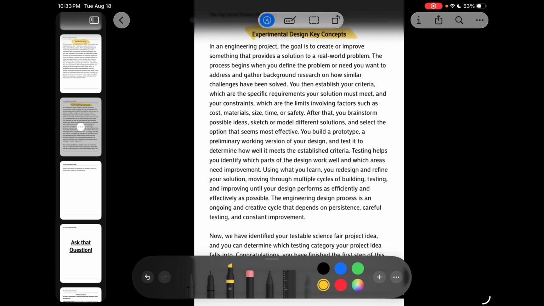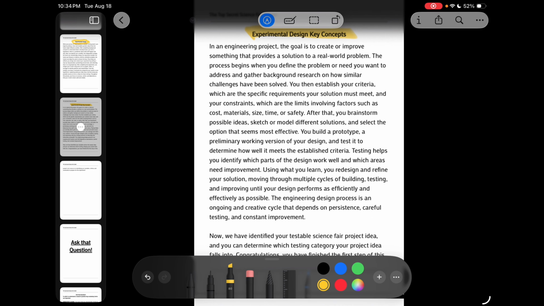After that, you brainstorm possible ideas, sketch or model different solutions, and select the option that seems most effective. You build a prototype, a preliminary working version of your design, and test it to determine how well it meets the established criteria. Testing helps you identify which parts of the design work well and which areas need improvement. Using what you learn, you redesign and refine your solution, moving through multiple cycles of building, testing, and improving until your design performs as efficiently and effectively as possible. The engineering design process is an ongoing and creative cycle that depends on persistence, careful testing, and constant improvement.